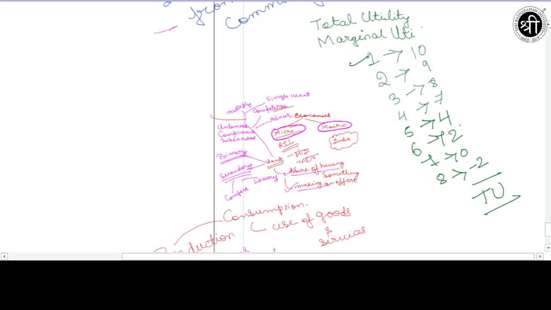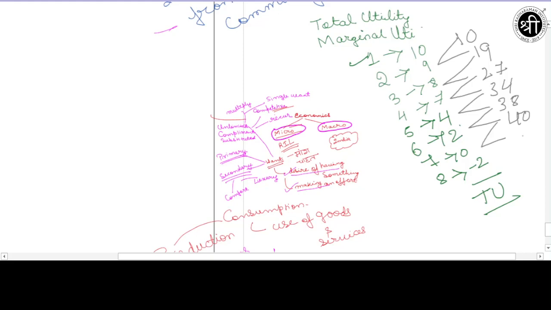Yes, for the first one it will be 10, then 10 plus 9, 19, then afterwards 19 plus 8, 27, then 27 plus 7, 34, then after that 34 plus 4, 38, afterwards 38 plus 2, 40, then 40 plus 0, 40, then 40 plus minus 2, which means 38.